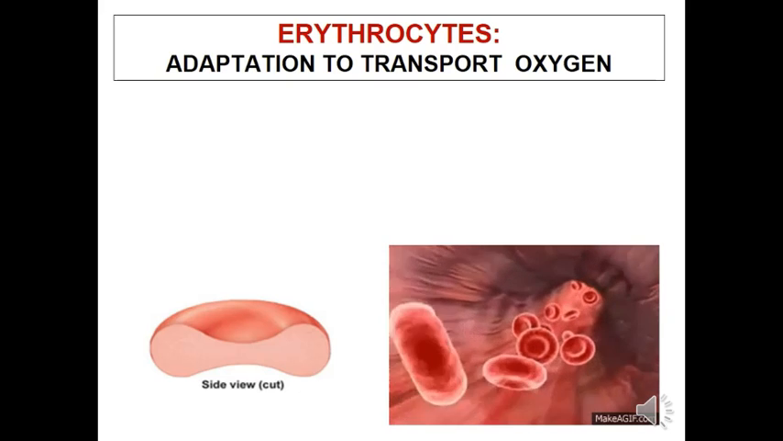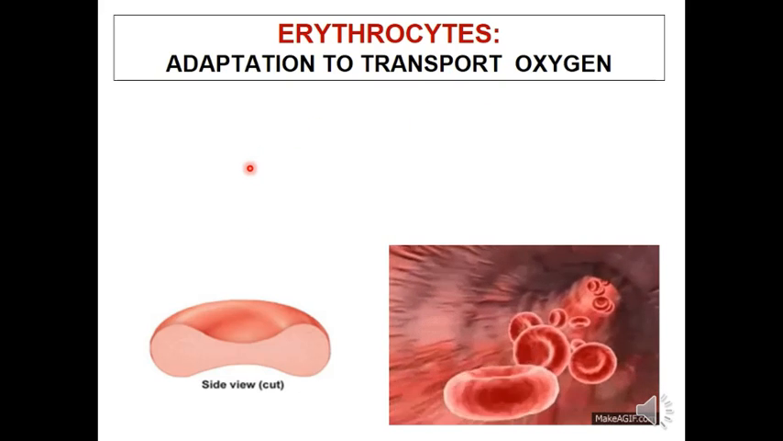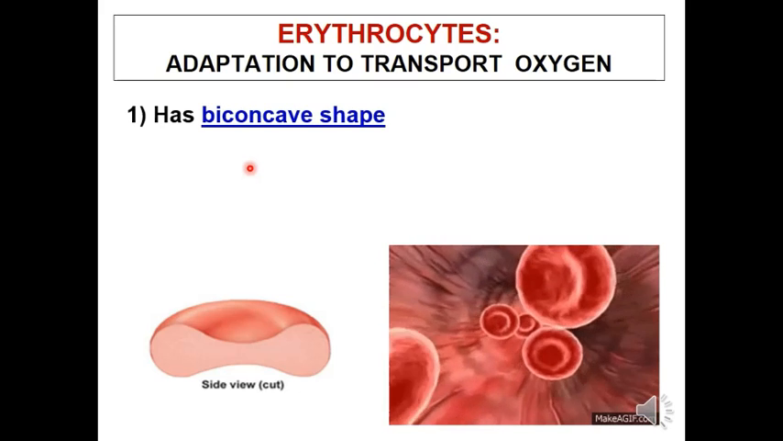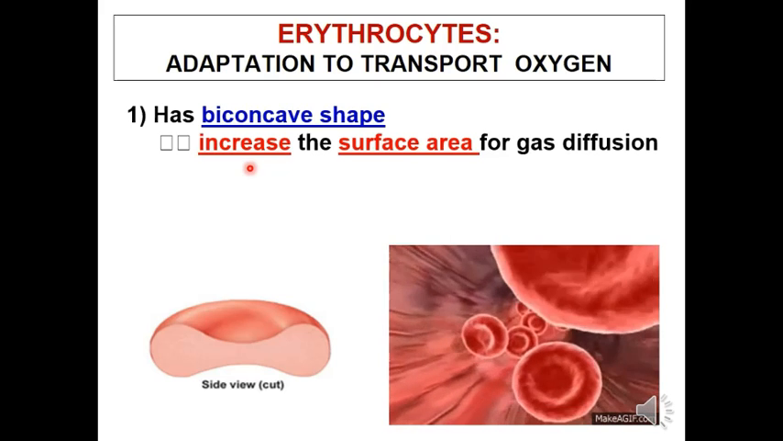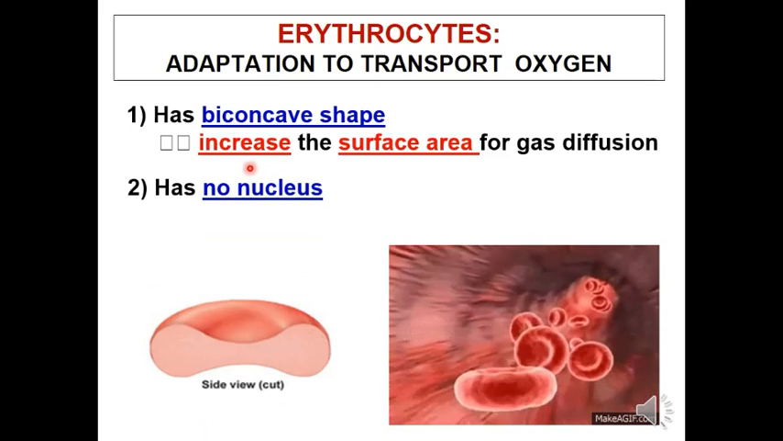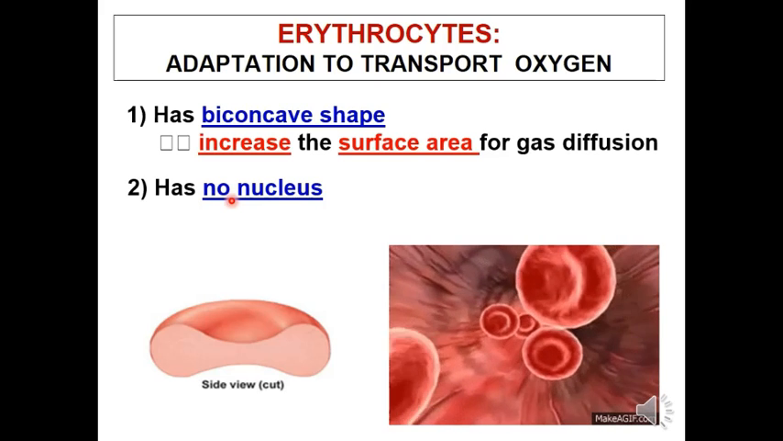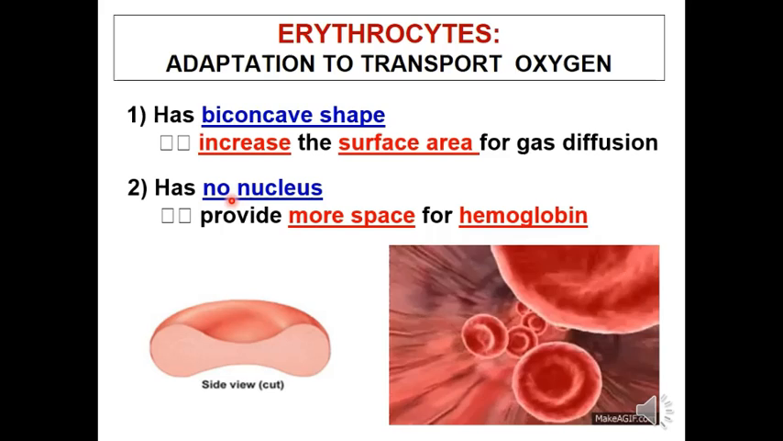Adaptations of erythrocyte to transport oxygen. First, it has a biconcave shape, and the importance of the biconcave shape is to increase the surface area for gas diffusion. Next, it has no nucleus, and the importance is to provide more space for hemoglobin.